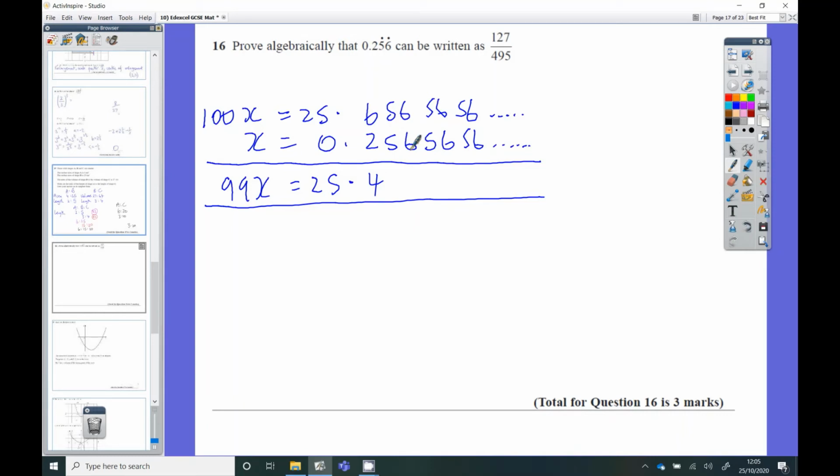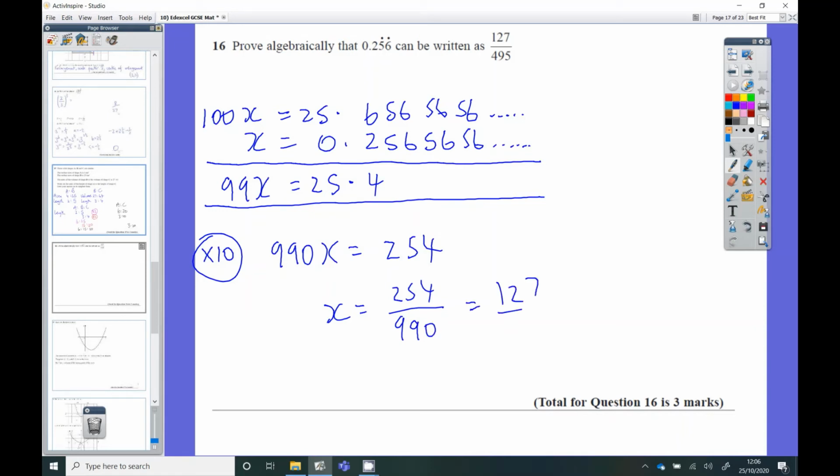Now I want to divide by 99 here to make x the subject, but it's a bit untidy to have a decimal muddled up with a fraction. So I'm actually going to choose to make it really nice and tidy by multiplying both sides by 10. So I get 990x equals 254. So I've got rid of the decimal. Now when I divide both sides by 990, I get x being 254 over 990. They're both even, so I can halve both of these, and I get 127 over 495, which is what I had to prove, which is what I had to show.